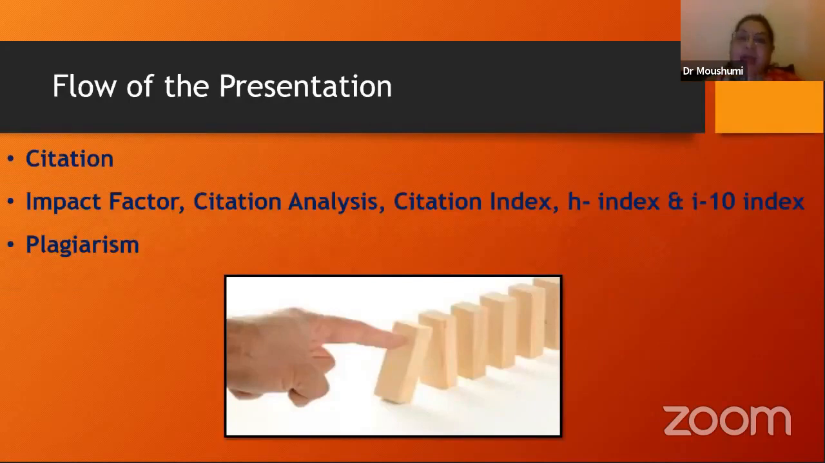My flow of presentation will include many concepts, which I have tried to condense into this 1 hour. First, I will start with citation: when, how, and why it is important. Then, as I complete citation, I will slowly move into the concepts of impact factor, citation analysis, citation index, H index, and i10 index, although they will be dealt with in a very short time, because I just want to create a bridge between citation and plagiarism. The end of my presentation will definitely be plagiarism: the types of plagiarism, which we do knowingly or unknowingly, and how we can avoid plagiarism and produce a fantastic, very valuable quality of research.